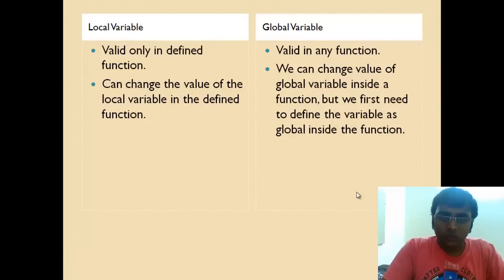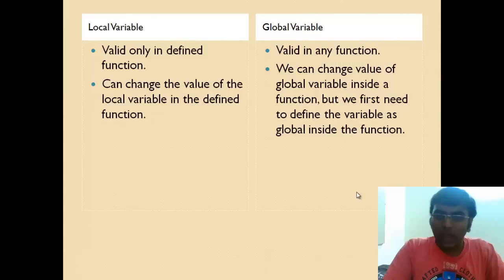The second point being that you can change the value of a local variable any time in the defined function. So say I define the variable x inside a function, then I can change the value of x anytime. Whereas if we want to change the value of a global variable inside a function, then we first need to define the keyword global inside the function to denote that the variable that I will be using in this function is actually the global variable x, and then you can make changes to the variable inside the function which will then change the value of the variable x, that is the global variable.